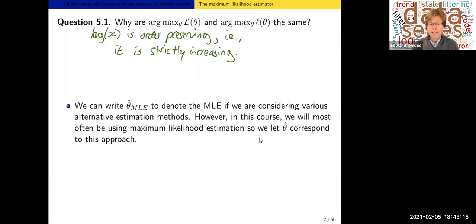Now, we sometimes write theta hat MLE to denote the MLE. Very often we're considering the MLE, and so we sometimes drop the MLE subscript, and depending on the context, it's quite likely that just theta hat is going to correspond to the MLE in this course.